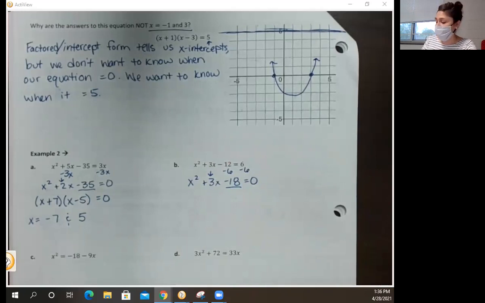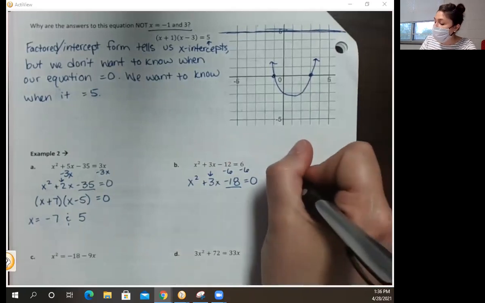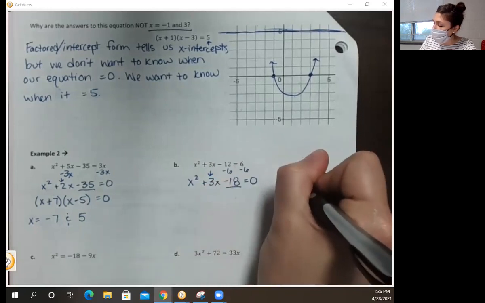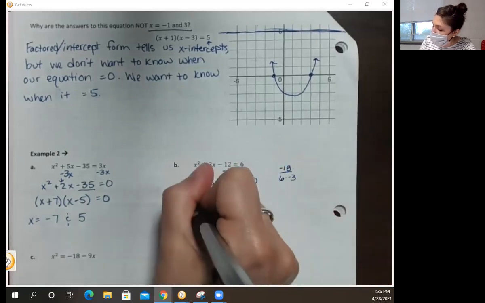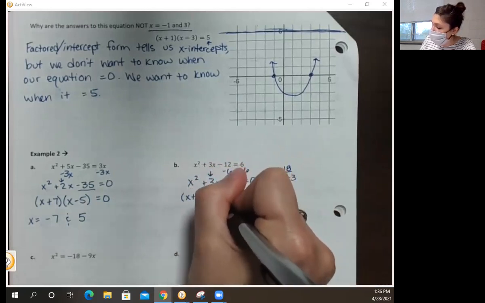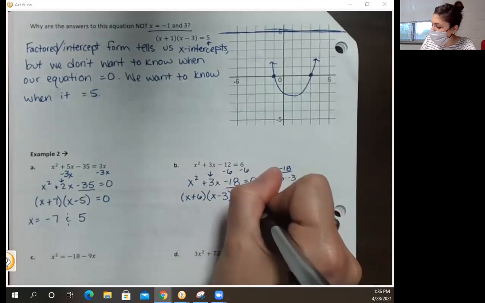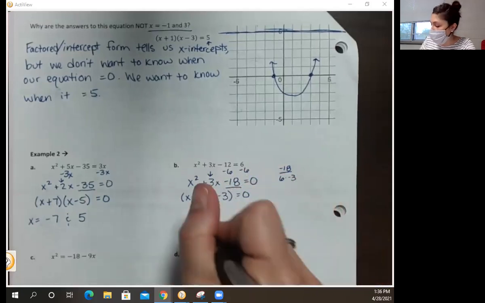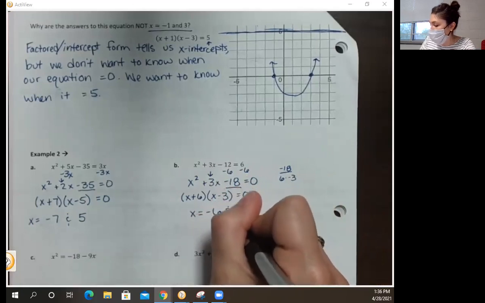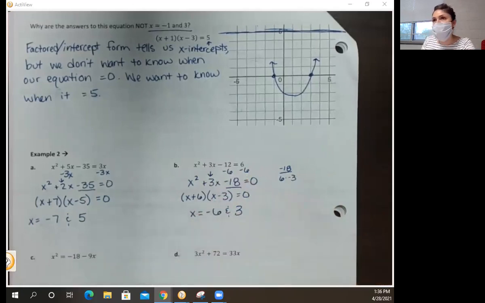Do you have it, Hannah? Yeah, factors of -18 that would add to 3 would be 6 times -3. So our factored form would be x plus 6 times x minus 3. And our solutions then would be -6 and +3. Questions for me on A or B?